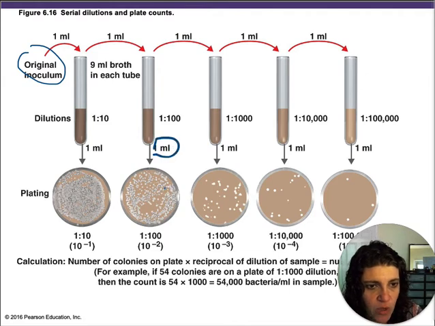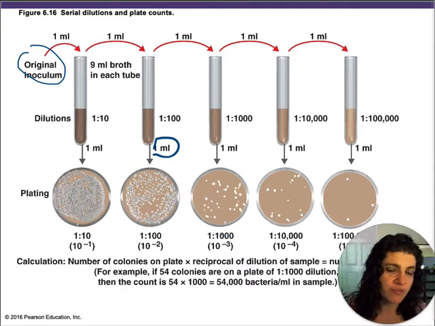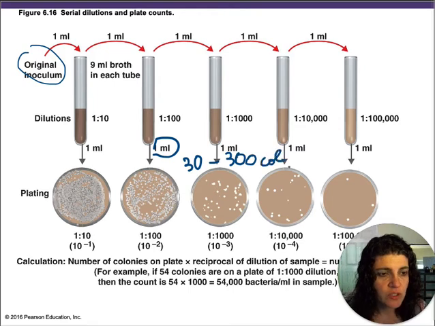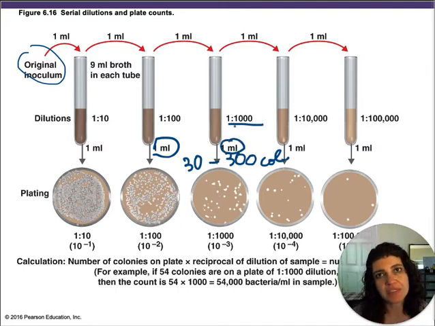You're plating like 1 ml in this plate, because you don't really know which one of these plates is going to give you between 30 and 300 colonies. Remember, you need between 30 and 300 colonies to avoid major errors, okay? So then what you do is you count the bacteria here, and then you just divide by the dilution multiplied by this volume, and you have the cell density.